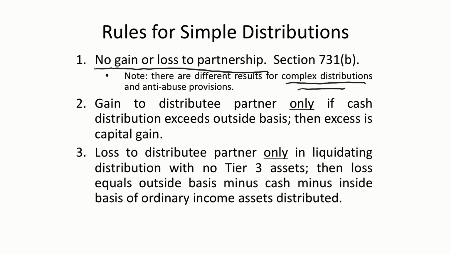The second rule is that the only time that the partner can have gain is if there's a cash distribution that exceeds the outside basis. The only time that you can have a loss to the distributed partner is if it's a liquidating distribution and there's no Tier 3 assets. And I'll talk about what Tier 3 assets are in a second.